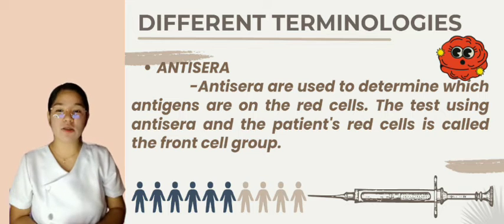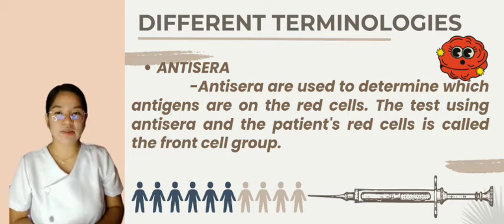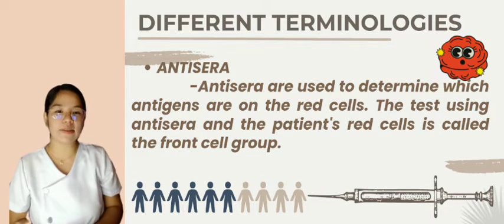And lastly, we also have the anti-sera. These are used to determine which antigens are on the red cells. The test using anti-sera and the patient's red cells is called the front cell group.